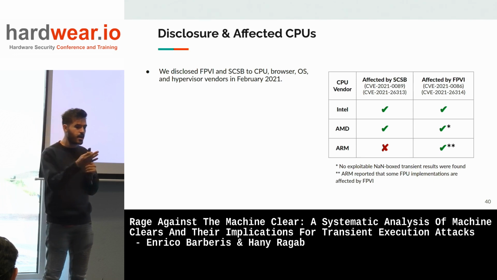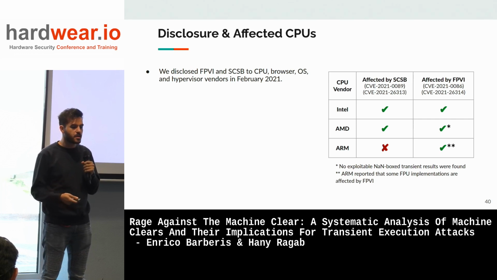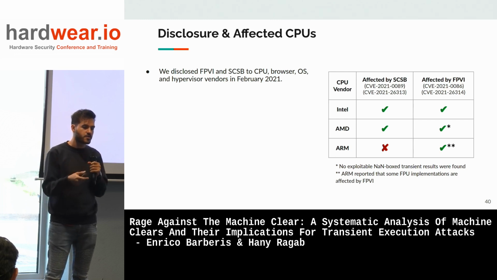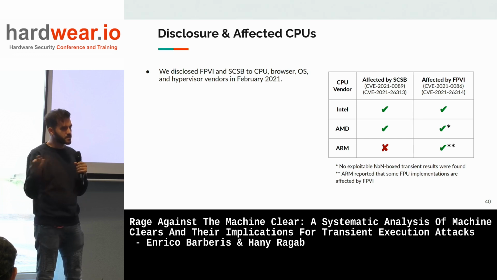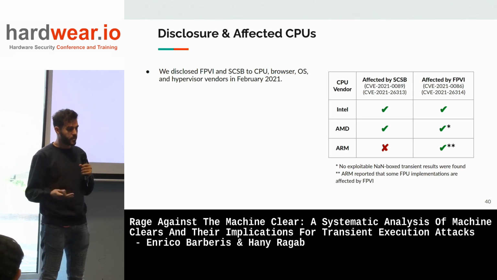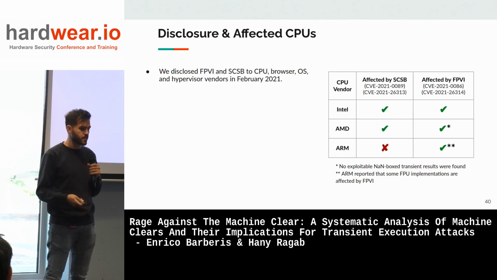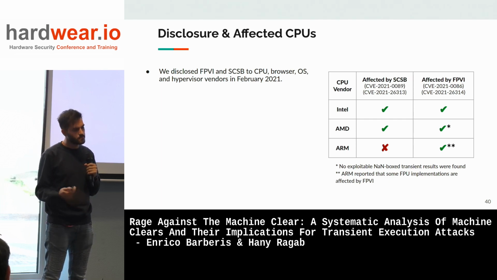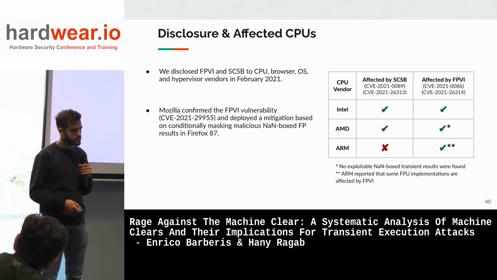In the case of ARM, and specifically SCSB, this couldn't work because the synchronization or the coherence between data and code is not built in as, for example, in AMD and Intel, but is left explicitly to the user. So whoever is writing code for ARM processors has to maintain this coherence between the two caches. But later we were also informed by ARM that some floating point implementations are vulnerable to floating point injection.